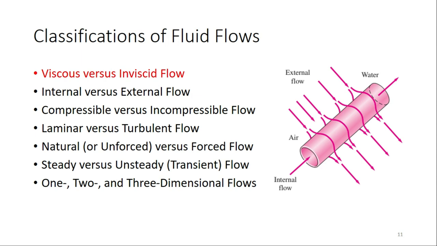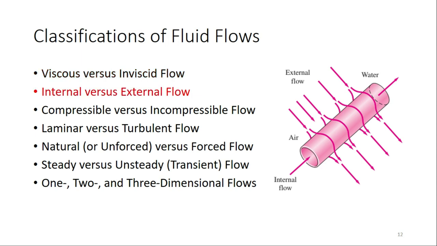The effects of viscosity are very small in some flows, and neglecting those effects generally simplifies the analysis without much loss in accuracy. Such idealized flow of zero viscosity is called frictionless or inviscid flow. Some fluids have very low viscosity and are simply treated as inviscid flows. The simplest example is mercury, which has very low viscosity.